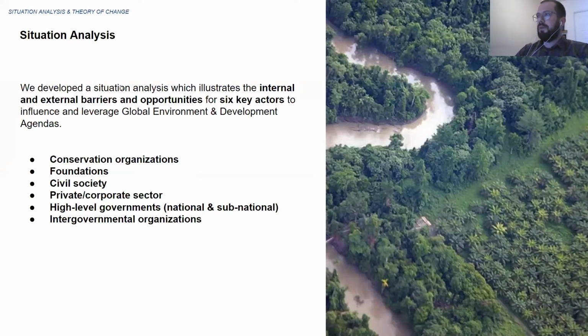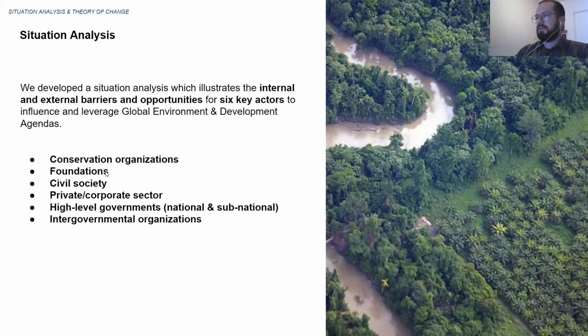When we started identifying barriers and opportunities, pretty soon we started trying to group and organize them depending on six key actors. We felt that this helped manage some of the complexity. The actors that we identified were conservation organizations that can either implement on-the-ground projects at subnational levels or try to influence global and national agendas.